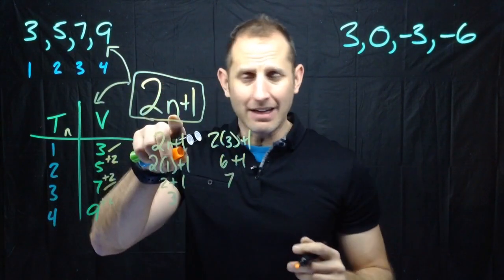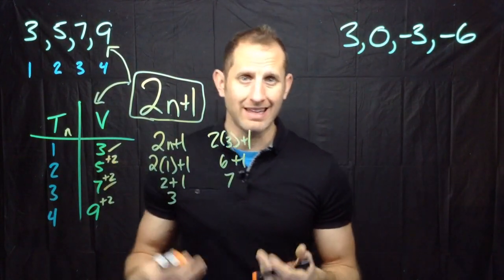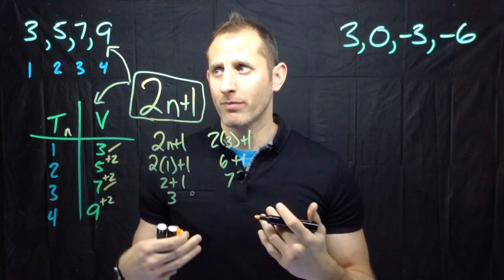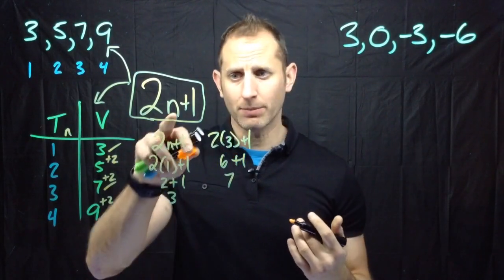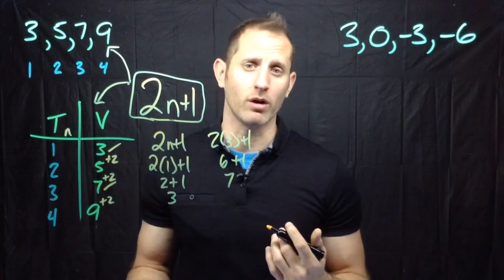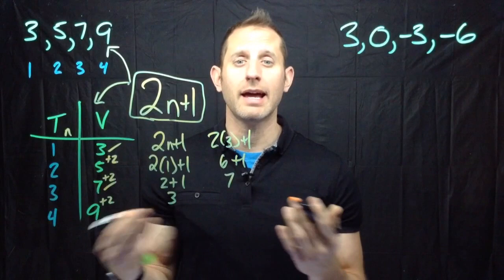Now, this n is a variable. And in algebra, a variable means that it can change. It can vary. So if we needed to find the 100th term, we can simply plug 100 into this term, and that will give us the number that we're looking for. Or if we needed to do the negative 100th term, we can plug in a negative 100 there.